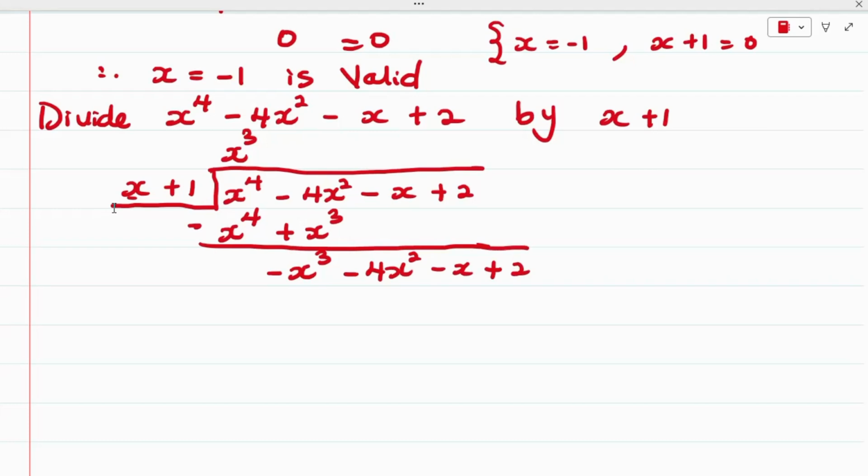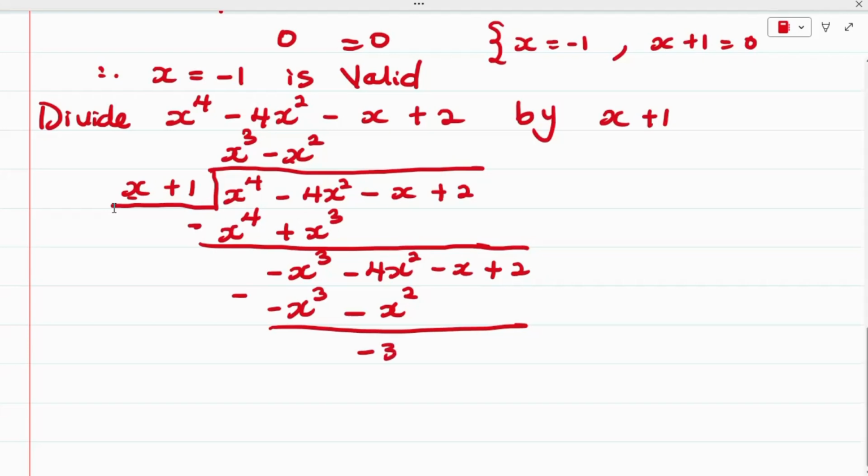So we want to divide by x. If we divide by x, we have negative x squared. And if you multiply this by x plus 1, we're going to have negative x raised to the power of 3 negative x squared. So if you subtract this, minus x raised to the power of 3 minus x raised to the power of 3 is 0. Minus 4x squared minus x squared is going to give us negative 3x squared minus x plus 2. So we are going to divide one more time.